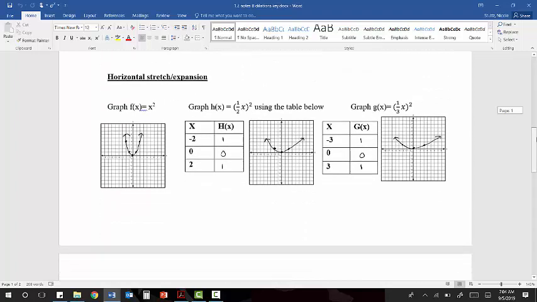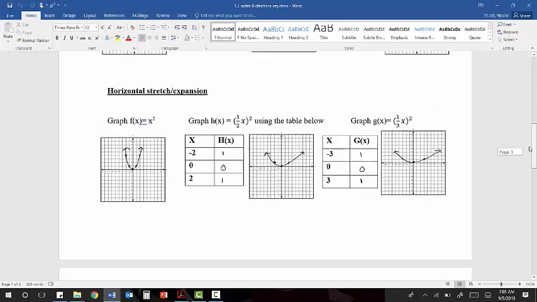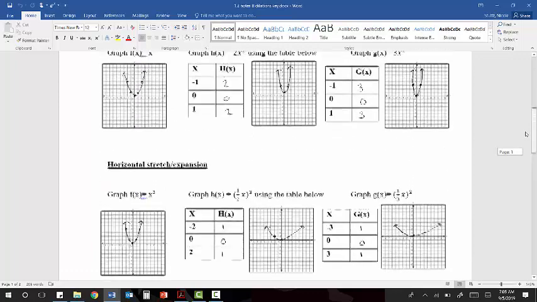And when you get to the horizontal tables, when you substitute each number, you get 1, 0, and 1. And it looks like the parabola is getting kind of fatter. And the same thing here. So when I plot these points, it's getting even wider. So our goal is to try to take these examples and generalize them to statements.